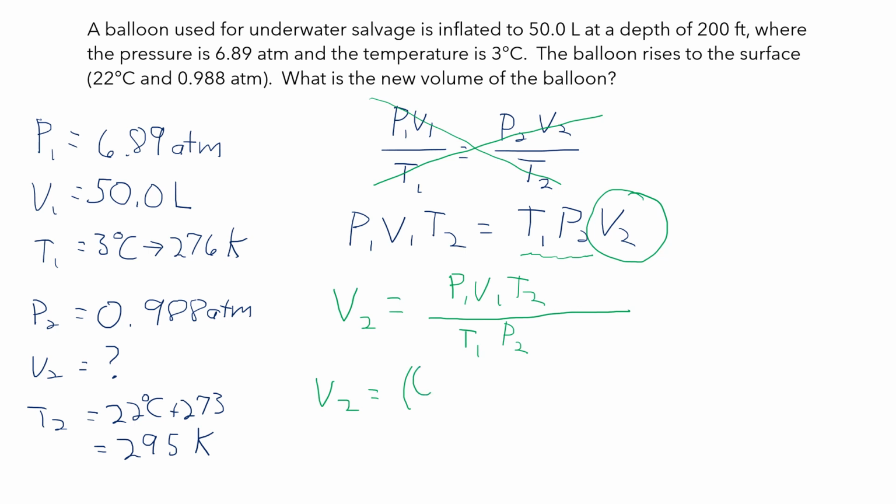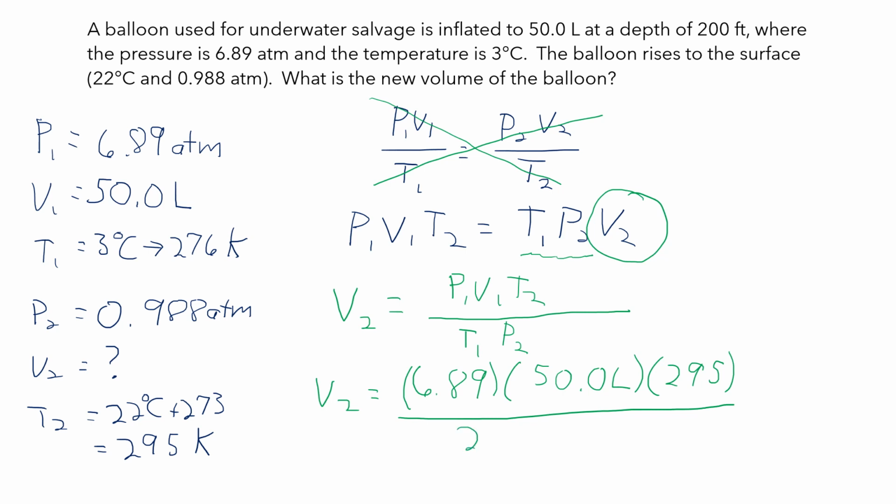So for P1, I'm going to substitute 6.89. For V1, I'm going to have that 50 liters. For T2, I've got to jump down to the bottom, and that's 295 Kelvin. That was the bottom of my variable list. Now for the denominator of our equation, I need T1, which is 276 Kelvin, and P2. P2 is 0.988 atmospheres. All right, so now it's just a matter of running all of those numbers through my calculator.